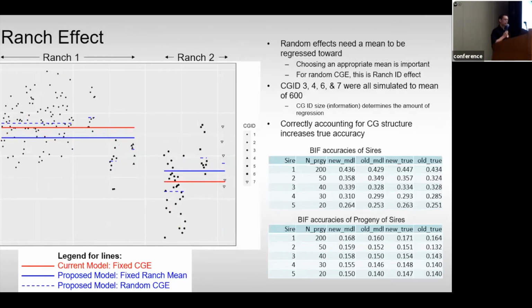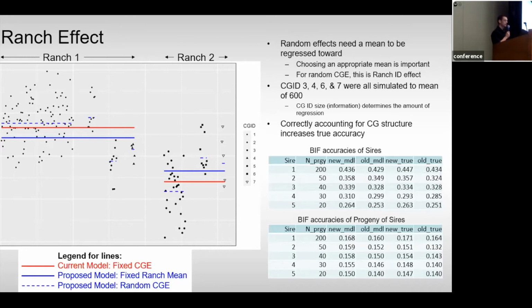But if we're going to fit random contemporary groups, they need to be regressed towards something, and having the range ID as a fixed effect to regress them to makes sense. Here we've got 7 contemporary groups, and it may be a bit hard to see. The contemporary groups are actually differentiated by the different shapes of symbols here. And contemporary groups 3, 4, 6, and 7. It's a bit hard to see, but you can hopefully see which contemporary groups I'm talking about.